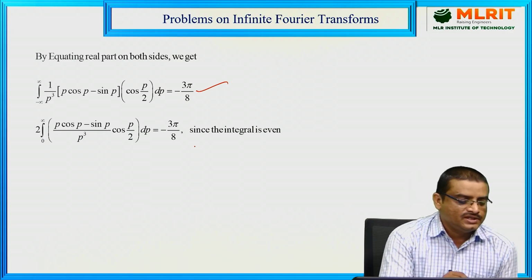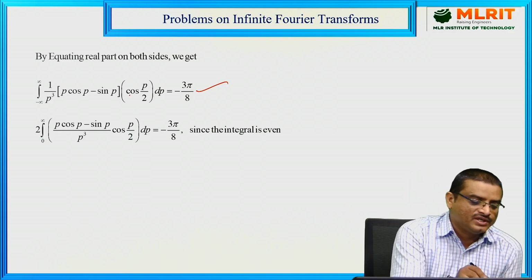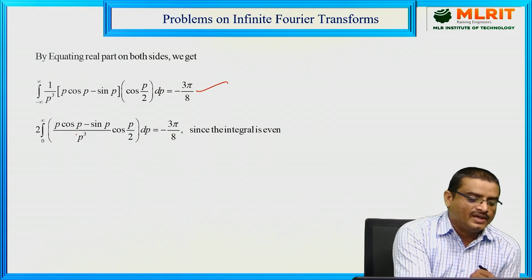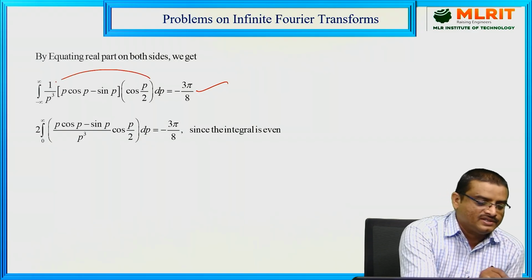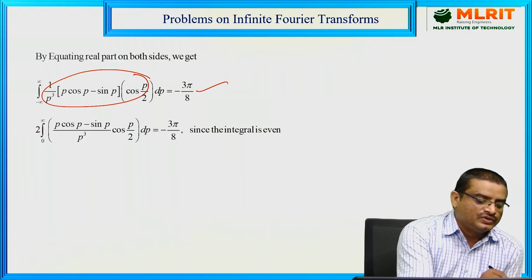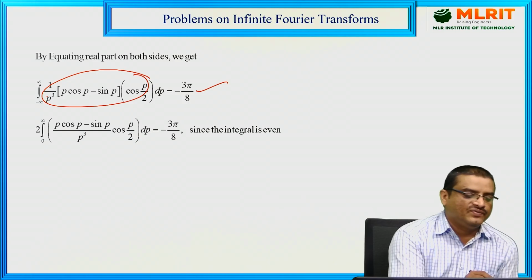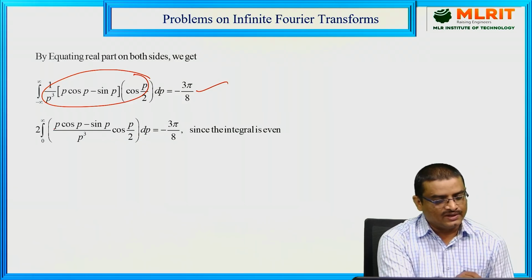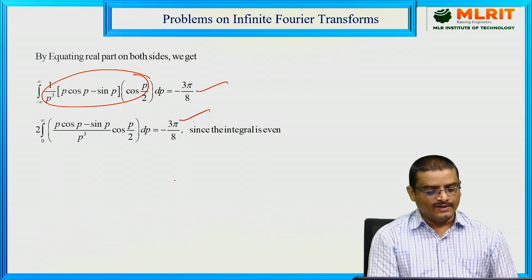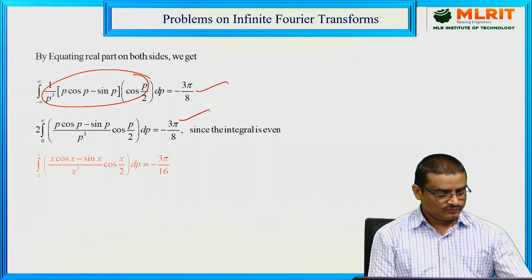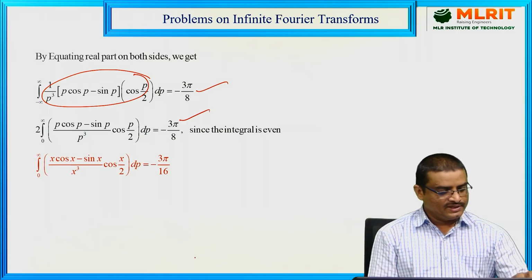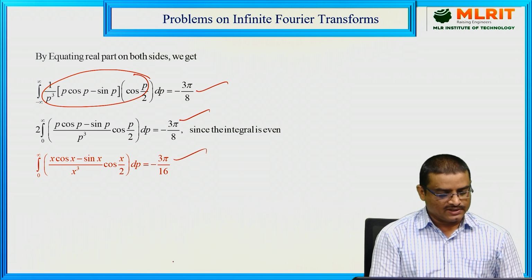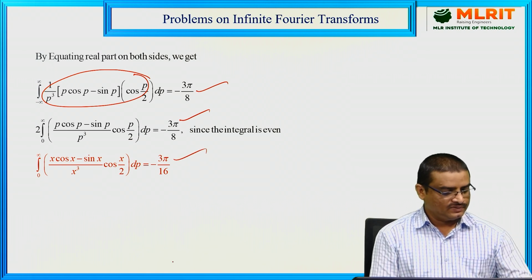Since inside this integral we have an even function, this entire function is an even function. So this integral from minus infinity to infinity can be written as 2 into the integral from 0 to infinity. That value is given by minus pi by 8. Now send this 2 to this side, it becomes minus 3 pi by 60.